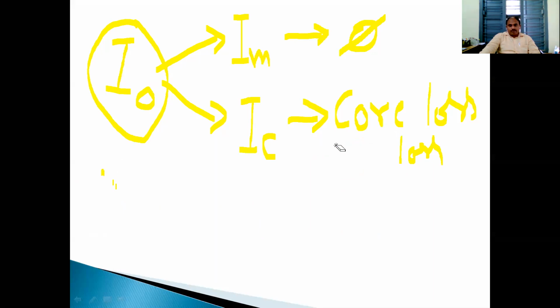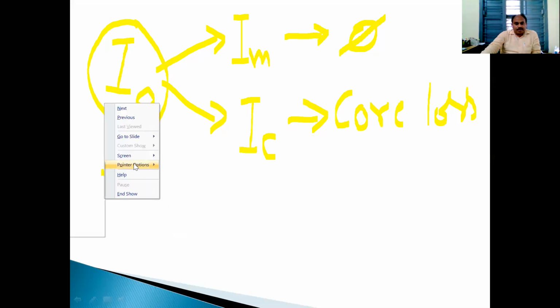So the main purpose of the no load current is to produce the working flux and to meet the core losses. Copper losses exist, but that value is small, so it is neglected. Primary copper loss is neglected under no load condition, in the no load power of the transformer.